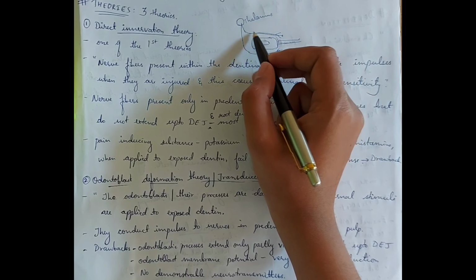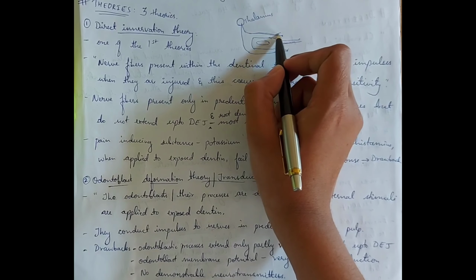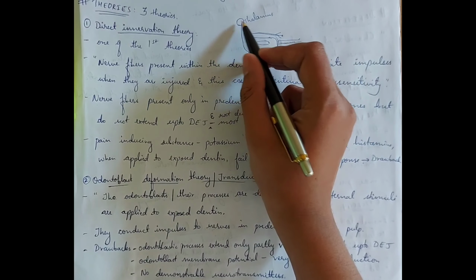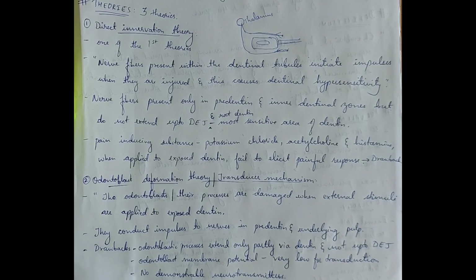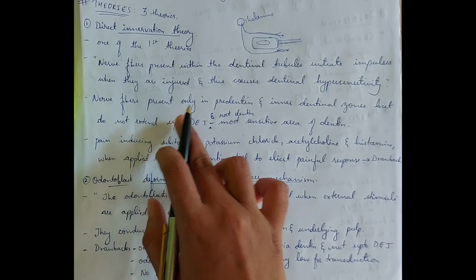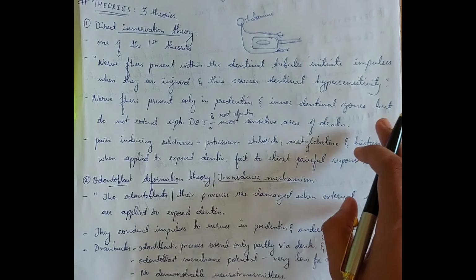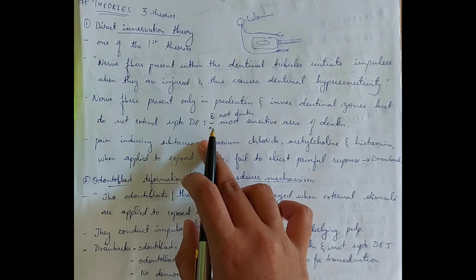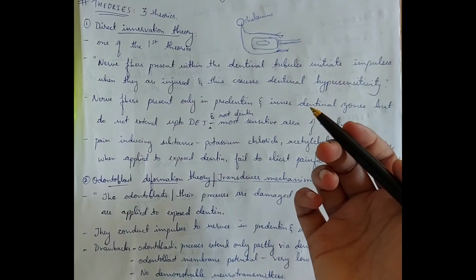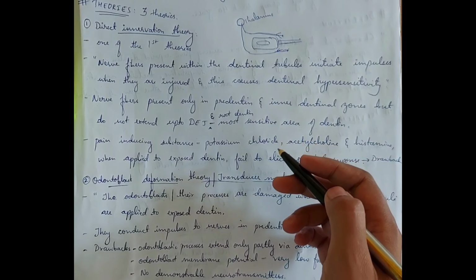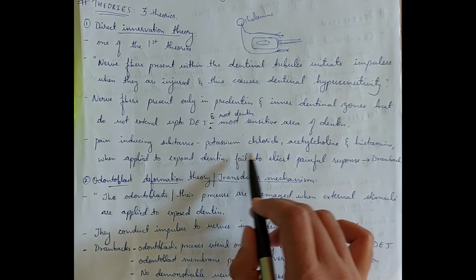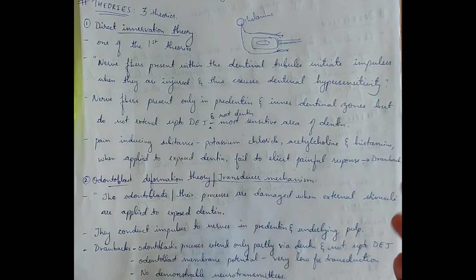This is the odontoblastic process, and here are the nerves surrounding it. So these nerves, when they get stimulated, send a message to the thalamus as a response to injury or any trauma or damage to the dentin. The nerve fibers are present only in the predentin, that is the start of the dentin, and inner dentinal zones, but they do not extend up to the dentino-enamel junction and root dentin, even though it is the most sensitive area of the dentin. Pain-inducing substances like potassium chloride, acetylcholine, and histamine, when applied on the exposed dentin, fail to elicit a painful response.